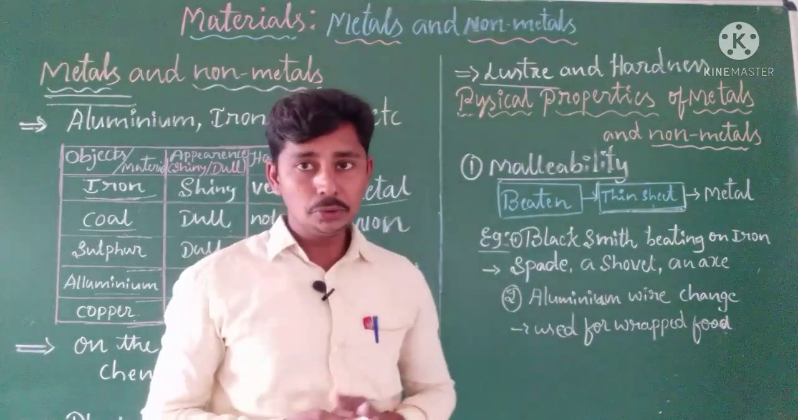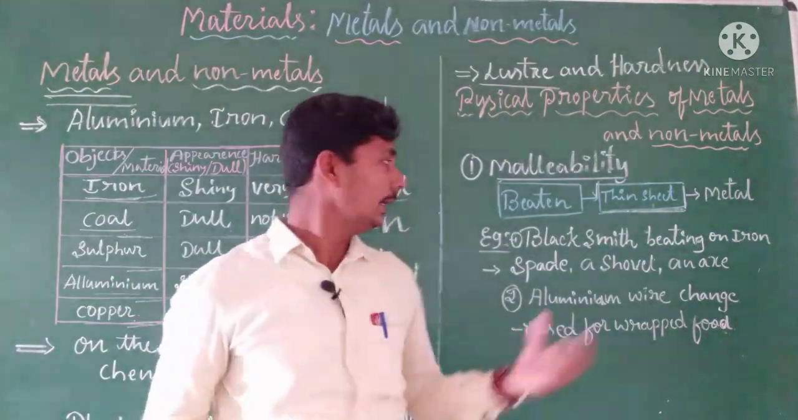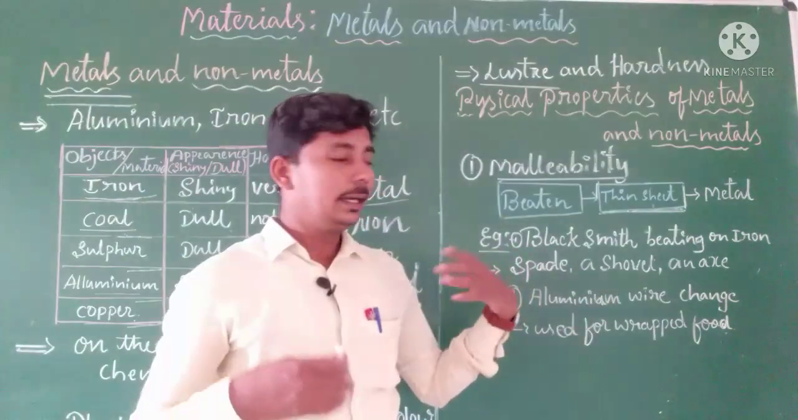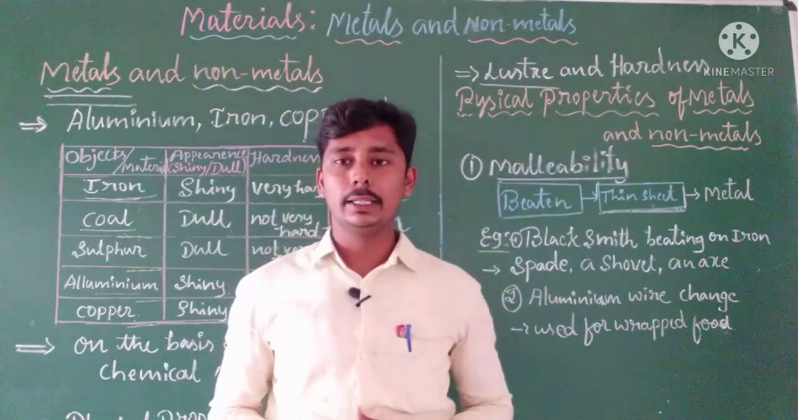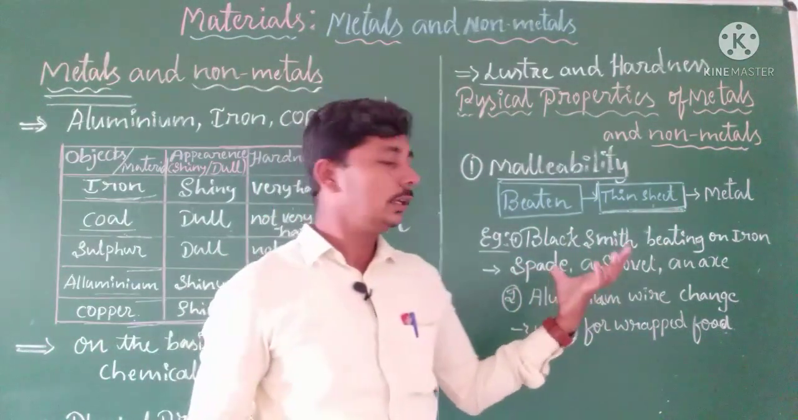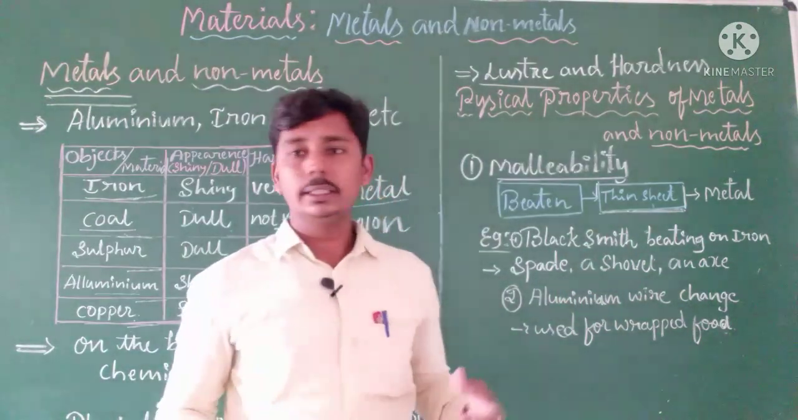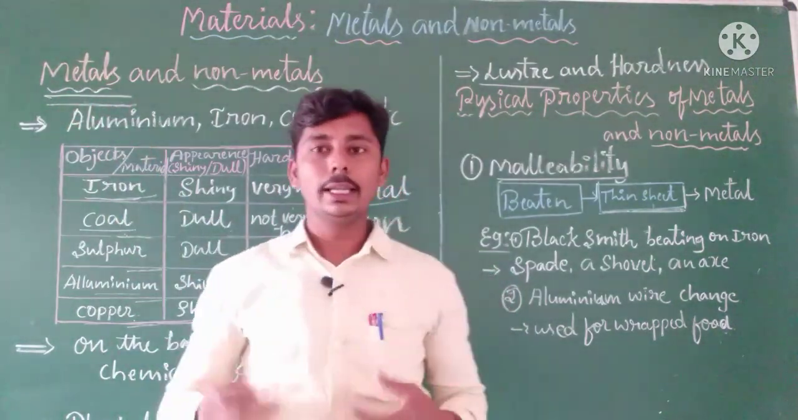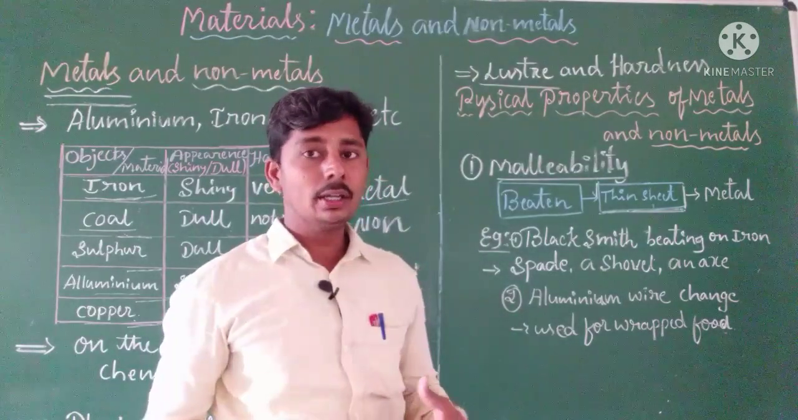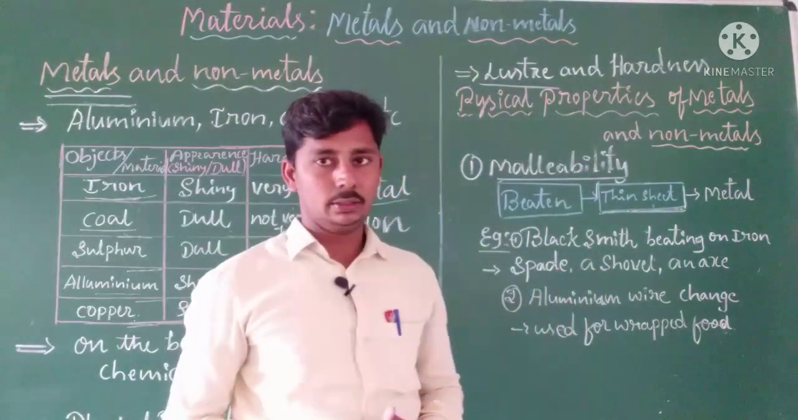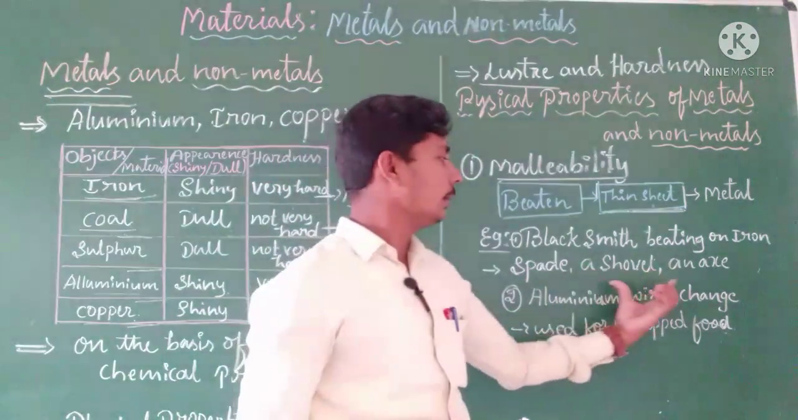We can use different kinds of metal materials, like a spade, shovel, and axe. These materials are used in the agricultural field. The spade, shovel, and axe are made from metals like iron. They are made by the blacksmith. How does the blacksmith make these materials?